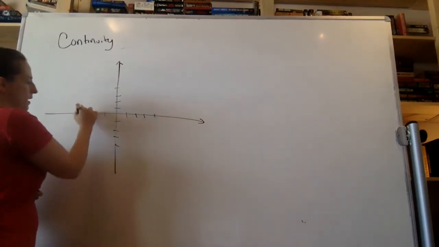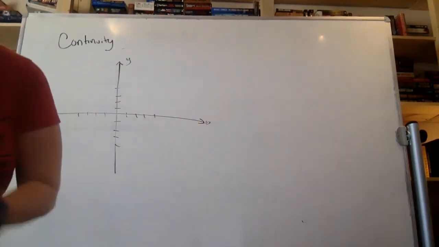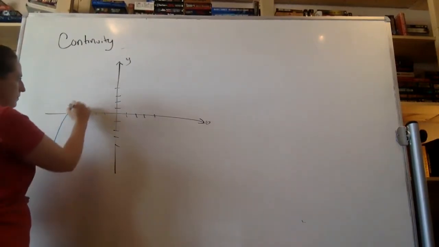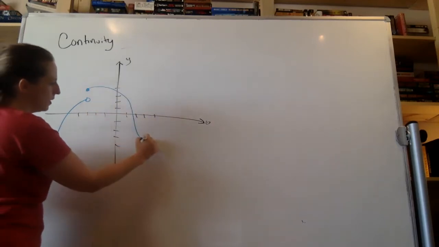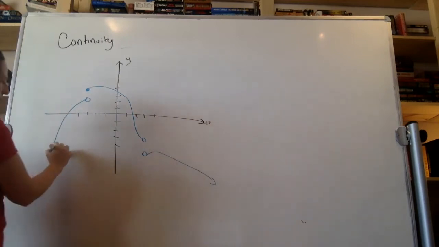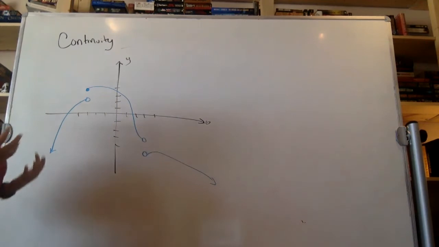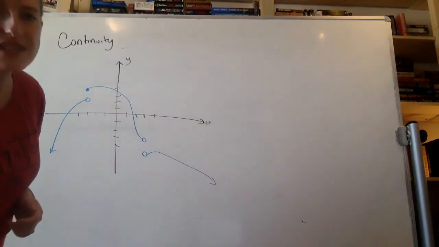Okay, oops, x and y. All right, so let me sketch up a little function here. Okay, so here's a little function. And this function has some breaks in it. In other words, we would say this function is not continuous everywhere. It has some points of discontinuity.